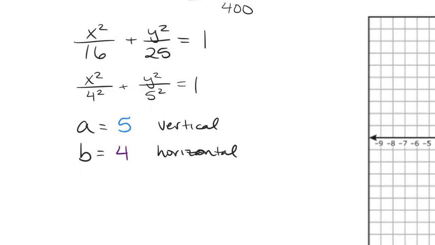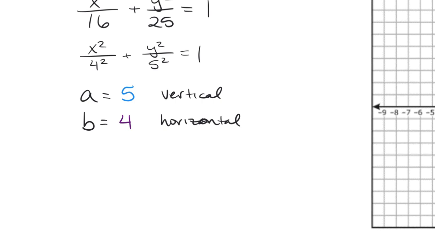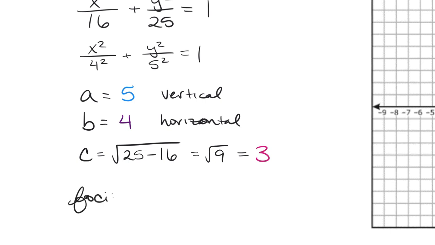Okay, we still need to find C. We're going to use that formula from the top of your page where C is going to be equal to the square root of A squared minus B squared. Making sure you actually do A squared, which is 25, and B squared, which is 16. 25 minus 16 is 9, and the square root of 9 is 3. So for this ellipse, our foci are going to be located above and below the center, since we have a vertical major axis. So this time our foci are at 0, negative 3 and at 0, positive 3.